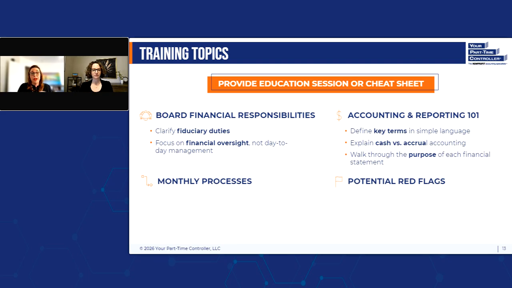And then also in Accounting 101, perhaps you might focus on the purpose of each financial statement that's being presented. What does it show? And how is each statement actually related to the other statements in your reports? And then what should board members really be looking for when it comes to financial reporting?